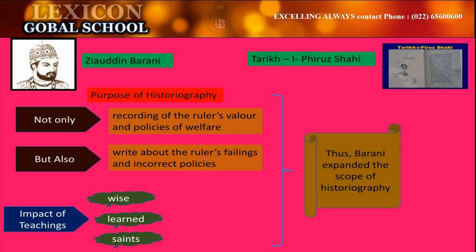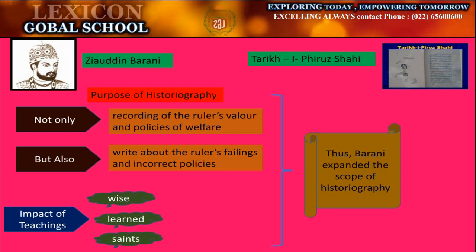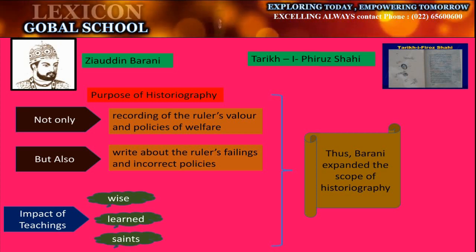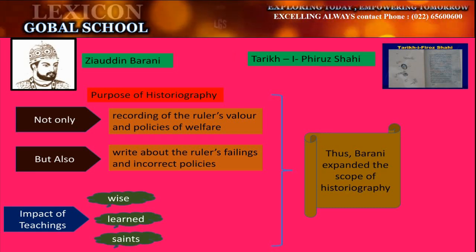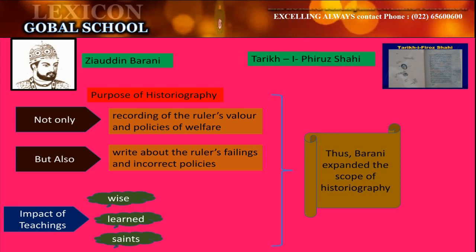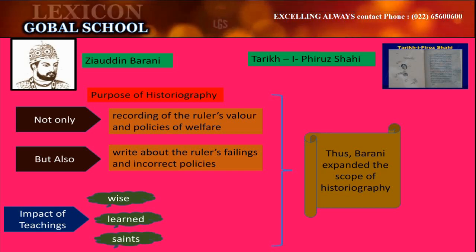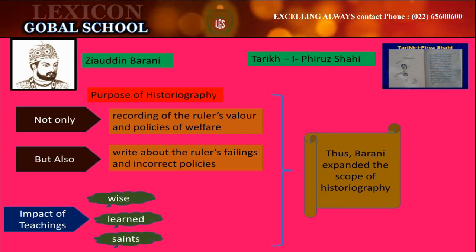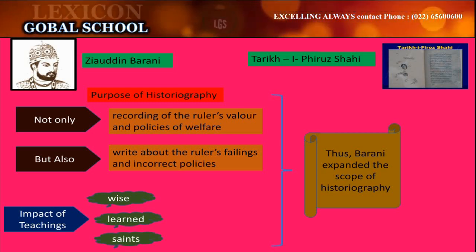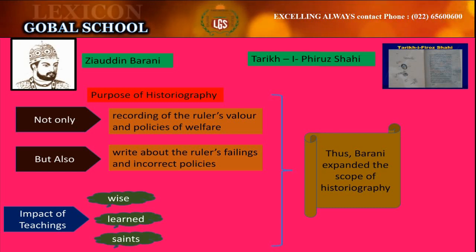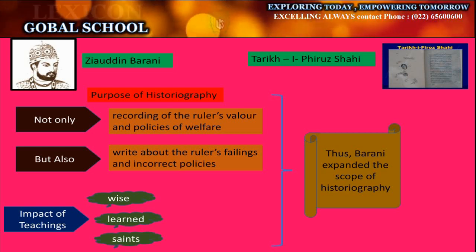Once again, Barani, in his book Tarikh-e-Firoz Shahi, wrote about the purpose of historiography, and he said that we should not only mention the great deeds of the rulers, but also write about the incorrect policies the kings made at those times, how they failed, how many times they failed, and how they overcame failure. All such things must be mentioned in historiography. He also said that in that particular time there were many wise, learned men and saints present, all trying to teach good things to the common man. So what was the impact of their teaching? Even all these things must be mentioned in historiography, and that is why the scope of historiography was expanded. Is that very clear?